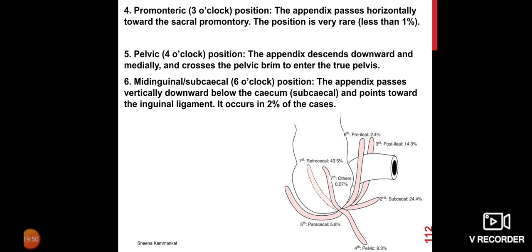Next, the 6 o'clock position, straight down. The appendix passes vertically down below the cecum, and it points towards the inguinal ligament. This occurs in 2% of cases.